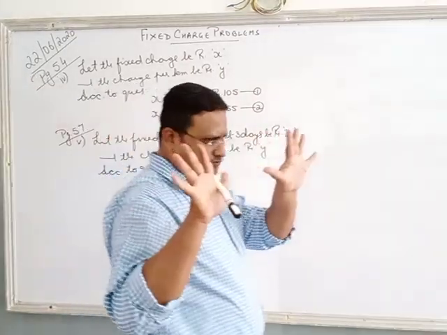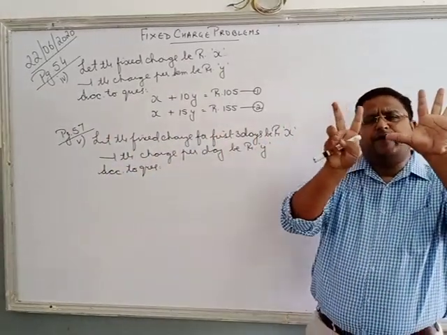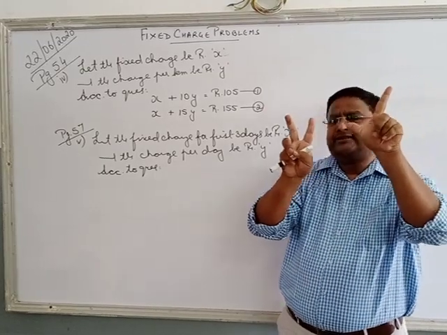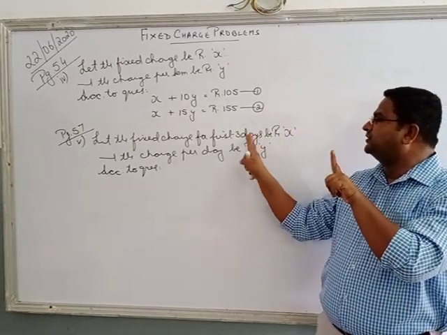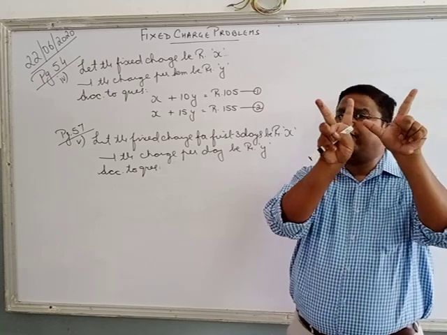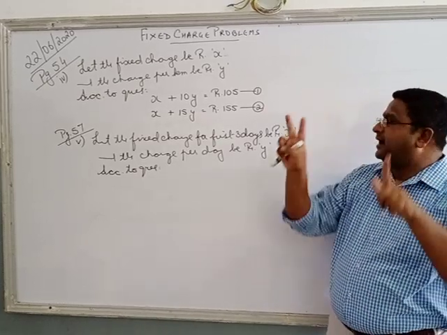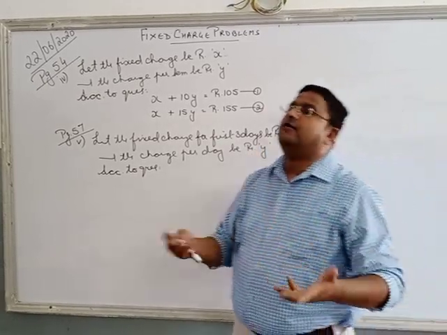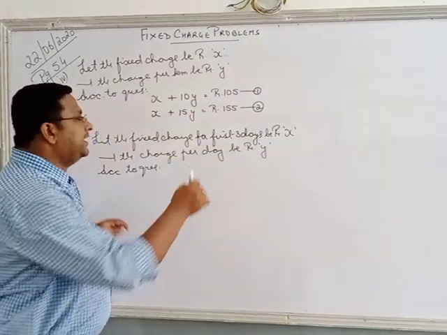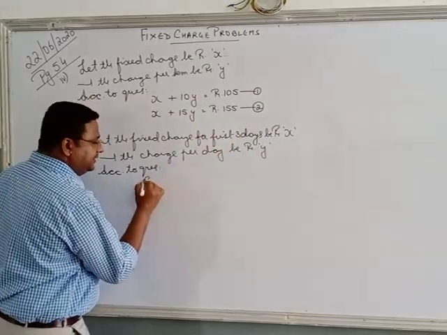7 days. Out of those 7 days, for 3 days, how many rupees does she have to pay? X, that is for the first 3 days. How many days are left? 4. For each day after that, it is Y rupees. So 4 days, 4Y. Simple question. Definitely she has to pay the fixed charge.